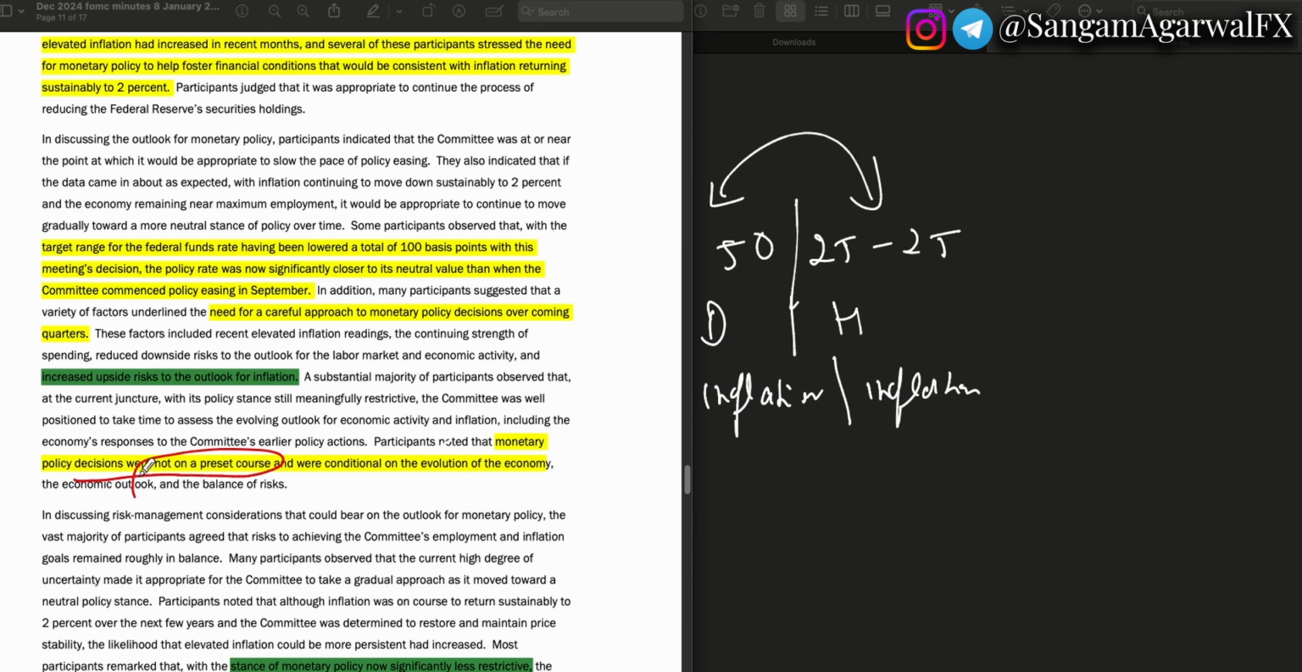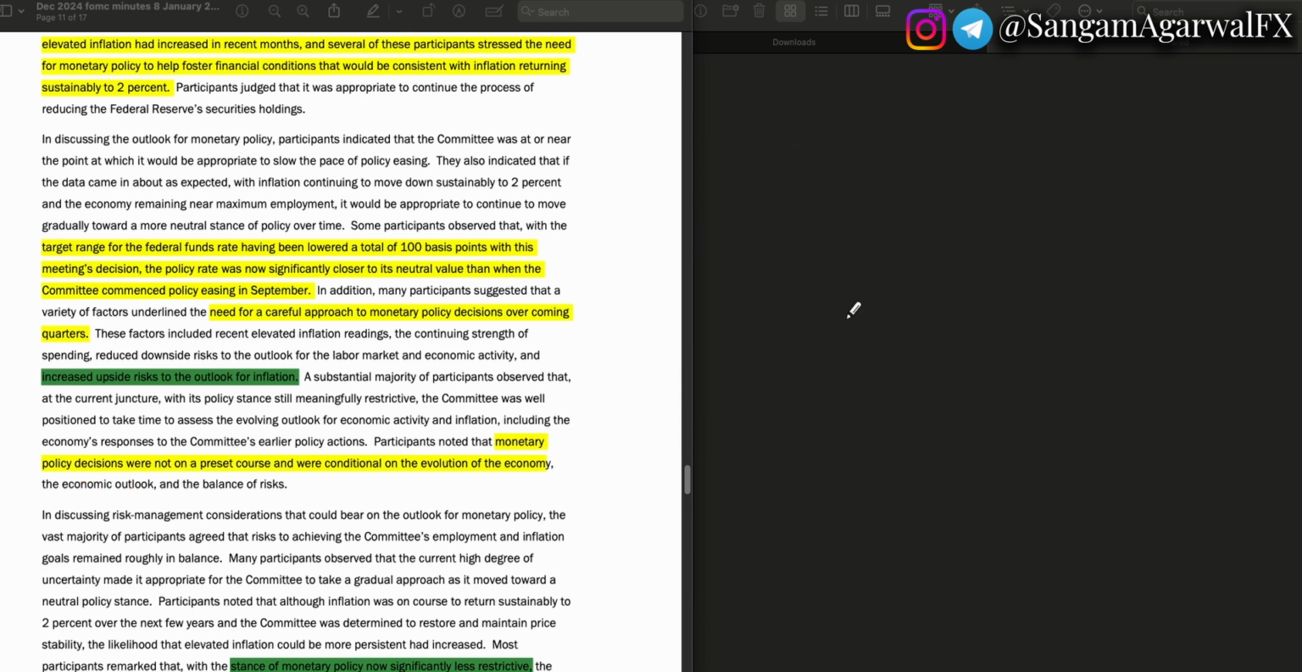Why are they saying not a preset course? Everything was pre-planned to change their tone after the election. Their two goals are the job market, which they call NFP, and inflation, which they call CPI. Both are unbalanced right now, and they have said many times in this PDF: increased upside risk to the outlook of inflation. This is a big change.